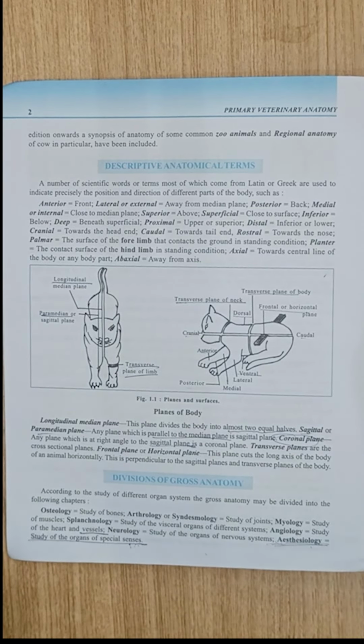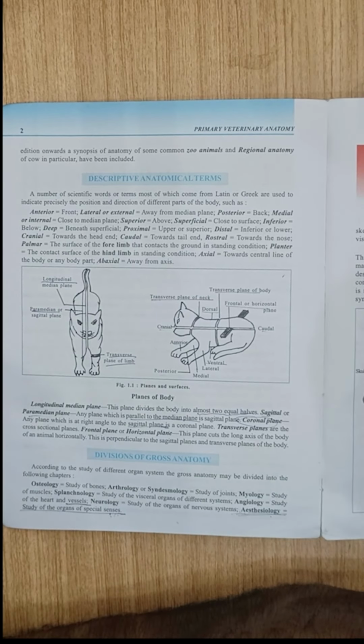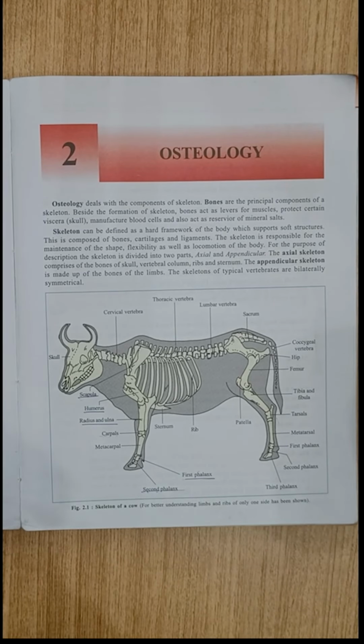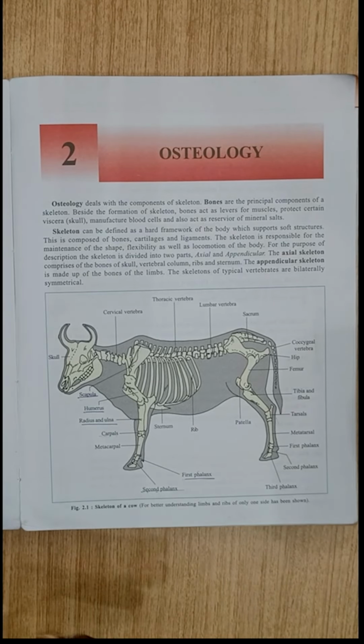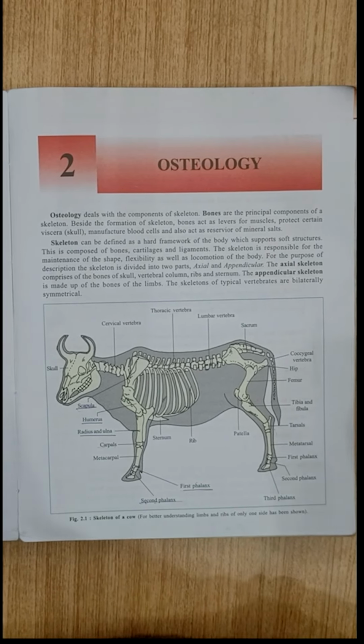Now talking about the gross anatomy, the divisions. Osteology, you will be studying bones; arthrology or syndesmology, joints; myology, muscles; planknology, visceral organs from different systems, respiratory, cardiovascular, kidney, renal, digestive, etc. Now this book also has a good diagrammatic representation, very similar to the real structures, which is very helpful when you are trying to paint a picture in your head.